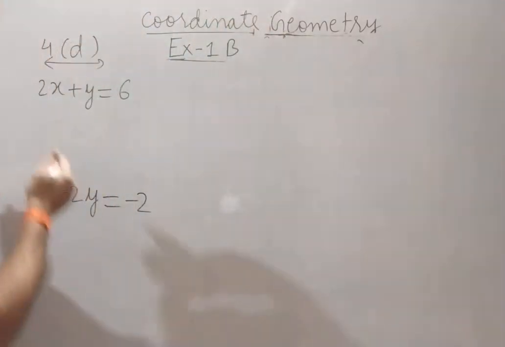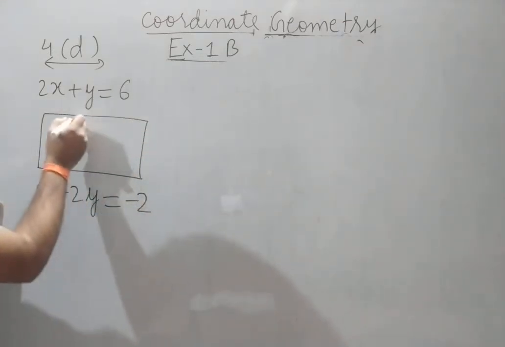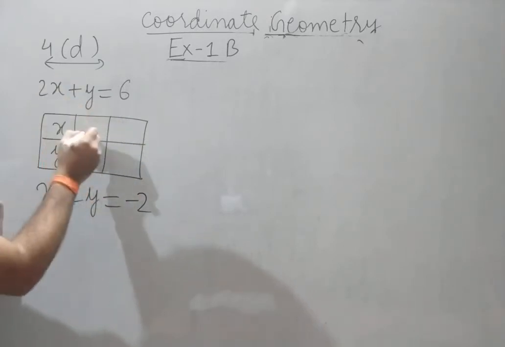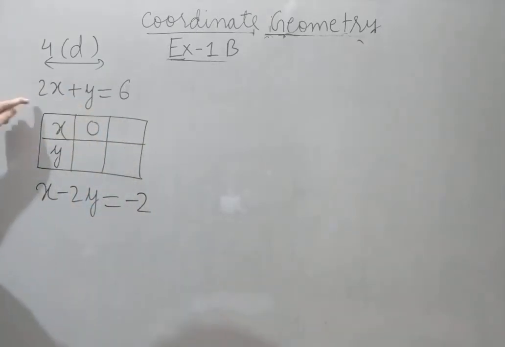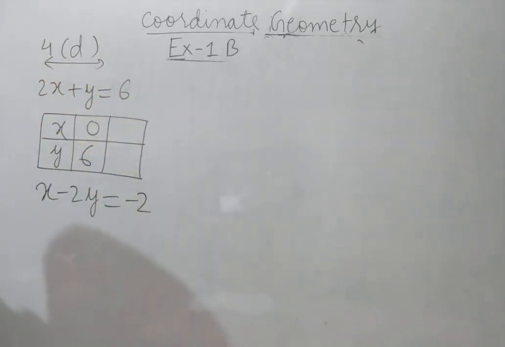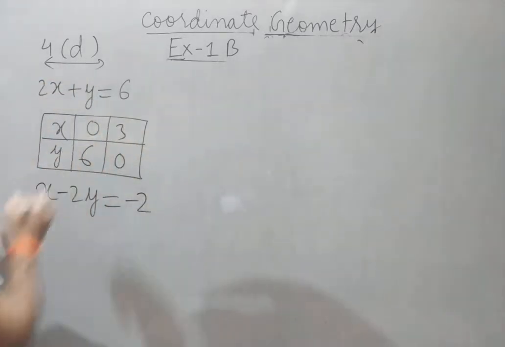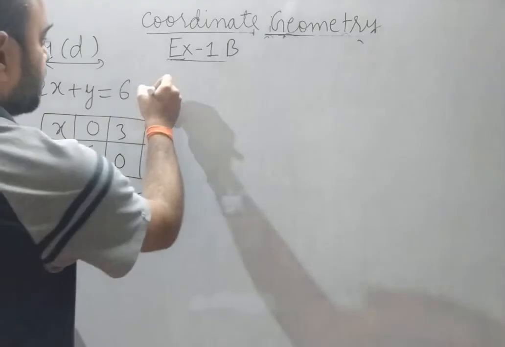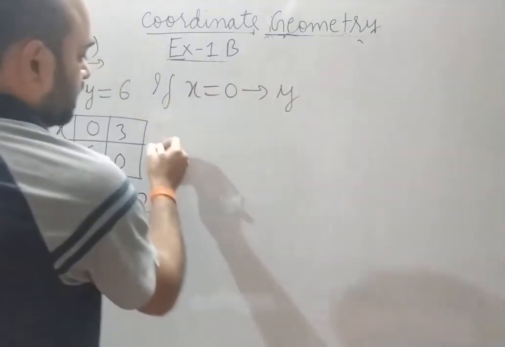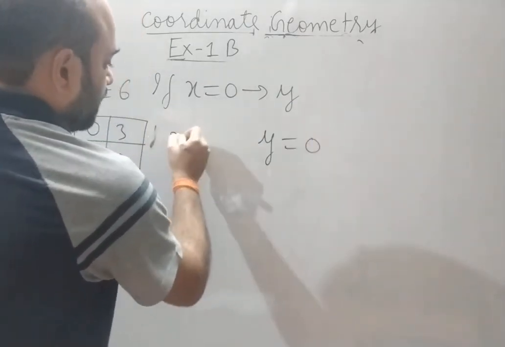So what is the table for this equation? Only 2 points, nothing is mentioned. First we will take x is equal to 0. If x is equal to 0 in this equation, y will give 6, correct? And if y is equal to 0, then x will give 3. Why are we doing this? First step, we put x is equal to 0 to obtain y. Second step, we put y is equal to 0 to obtain x.